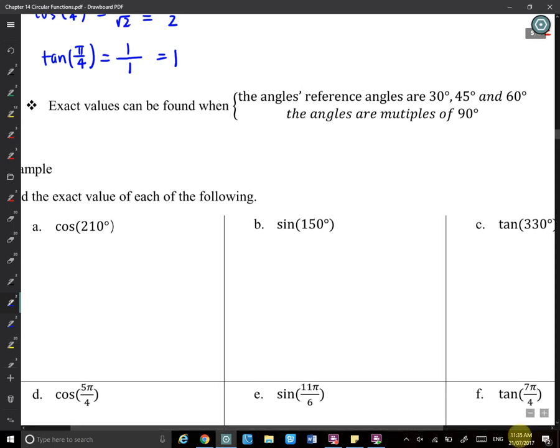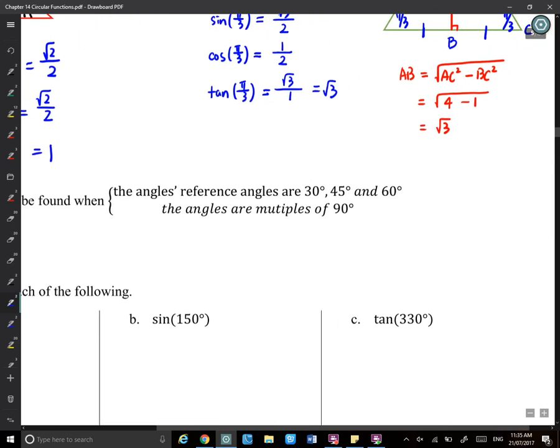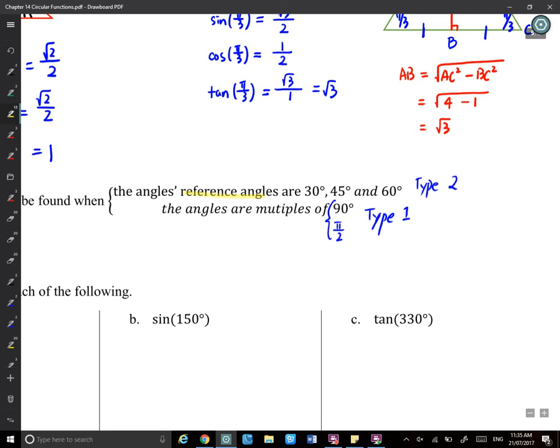Exact values can be found when the reference angles are 30, 45, and 60. That is actually type 2. And the bottom one is type 1. So there are two types of special angles. One type is the multiple of 90 degrees, or I can say multiple of pi on 2. The second type is when the reference angle, okay, highlight the word reference angle, is 30, 45, or 60.